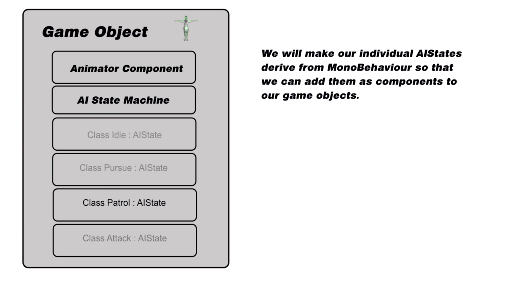Now at startup, the AI state machine will simply search its game object for all components of type AIState. Each state will implement a method called GetStateType, which will simply return a member of the AI state type enumeration, which gives the AI state machine a key to use for storage within its state dictionary.